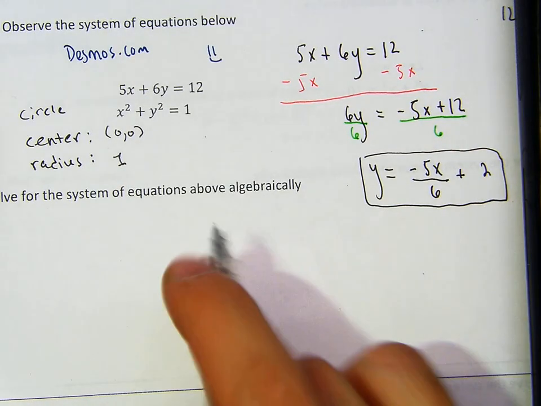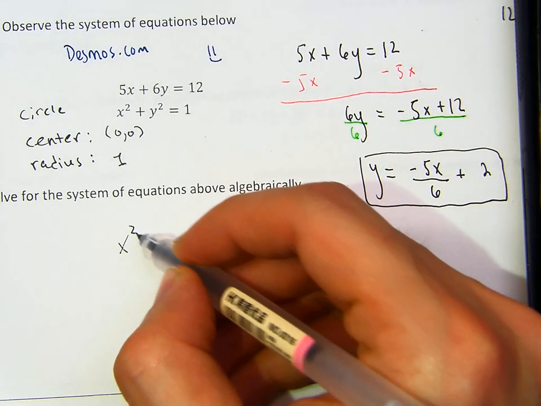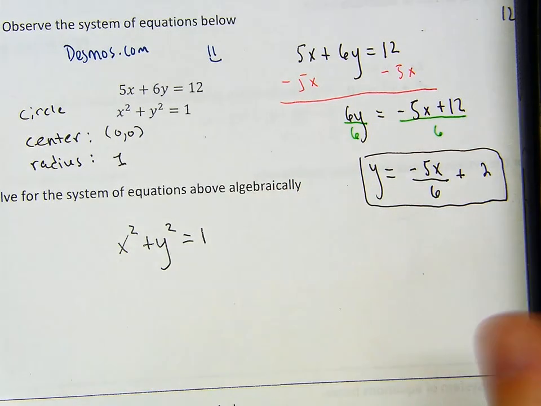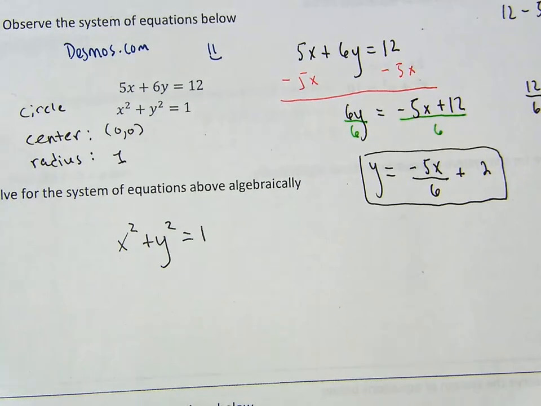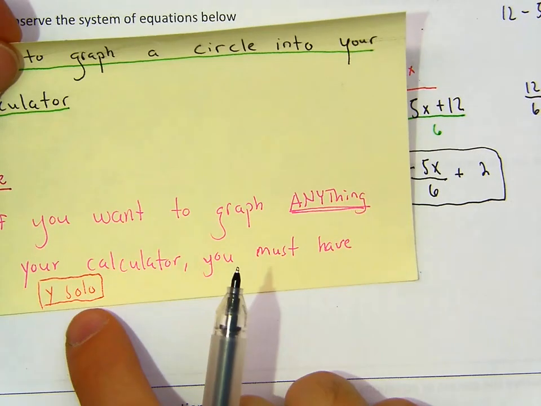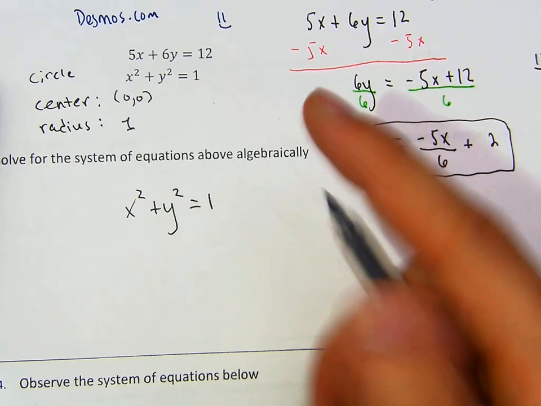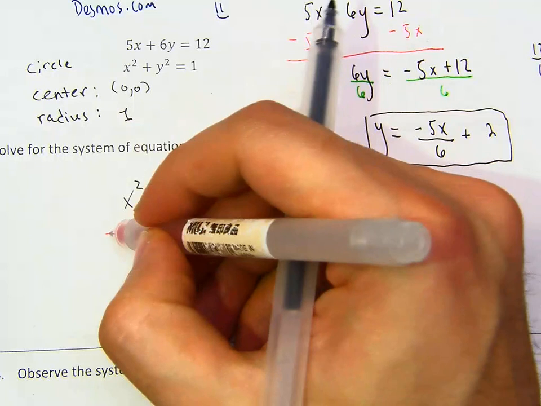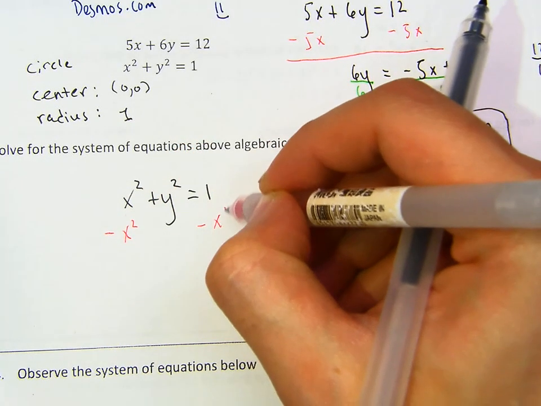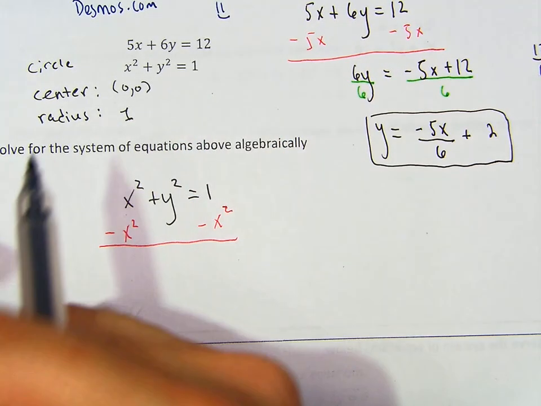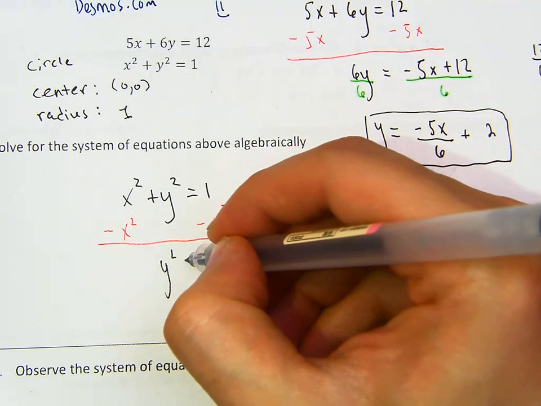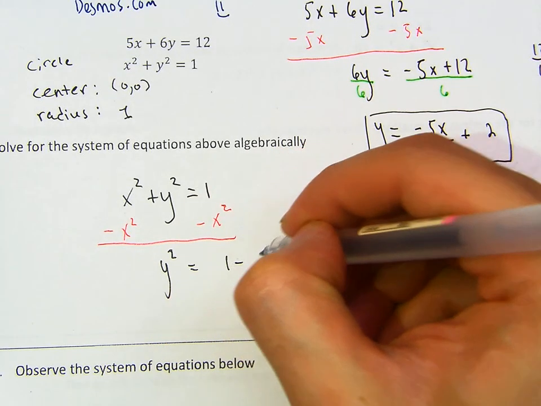But how do you take x squared plus y squared equals 1 and put it into the calculator? The same thing holds: we want to get y by itself. So how do you get y by itself over here? First, subtract x squared. Now you have y squared equals 1 minus x squared.